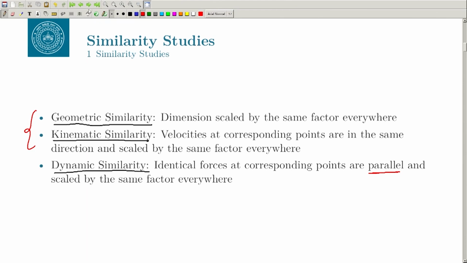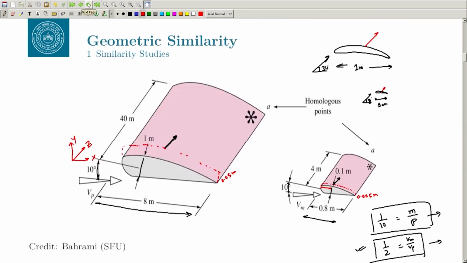How does it help? Like the example we gave, this is your real prototype and this is the model that you can use in the internal test. You have done the testing on this model and got some forces, but you know these forces are a factor of what is happening in your prototype. So, you can multiply by that factor and find the actual force experienced by the wing. Or you can talk about the velocity field, and if you know the factor, you can find that out.